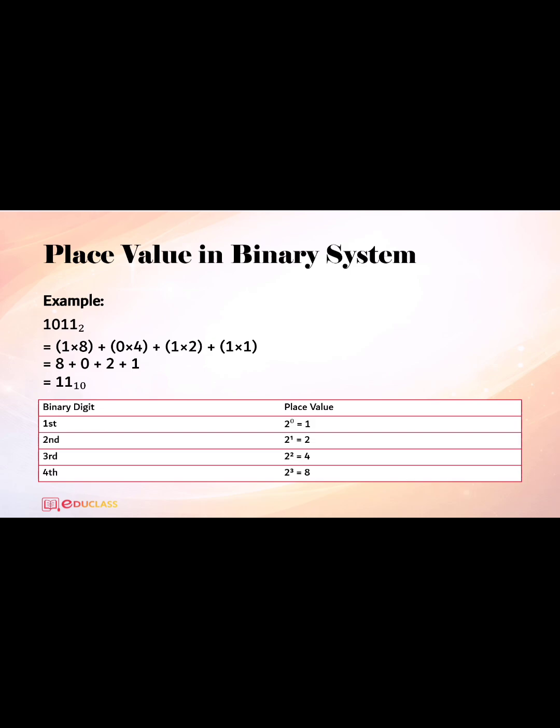Understood? So after doing the multiplication, what do we get? 8 plus 0 plus 2 plus 1. It means 11 to the power 10. Why? Because we have transformed this binary system number into the decimal place number. Okay.